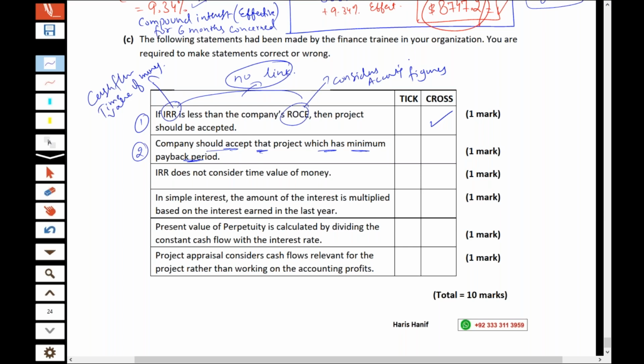It's right, because we have to select the project which has the minimum payback period. Number three, IRR does not consider the time value of money. Is it right or wrong? It's wrong, because IRR considers the time value of money.